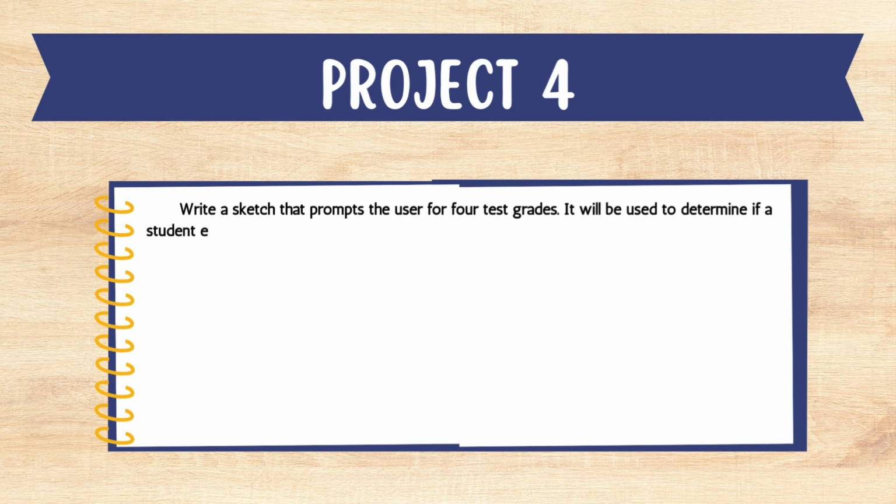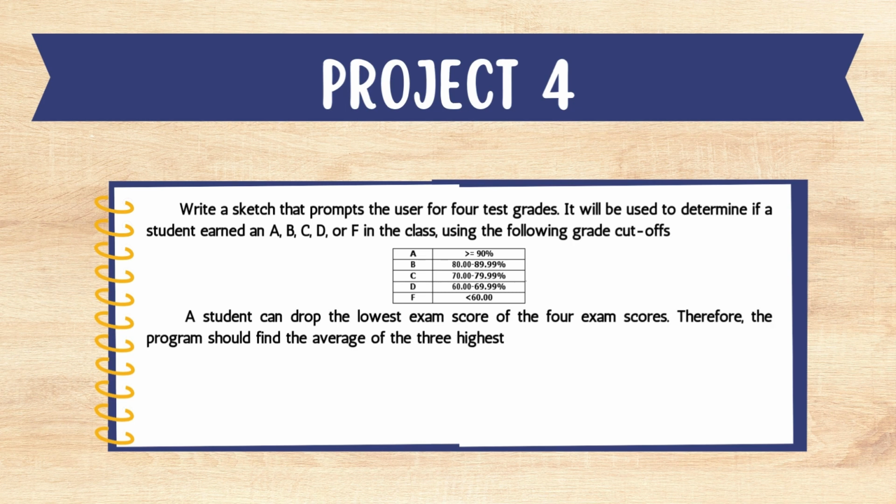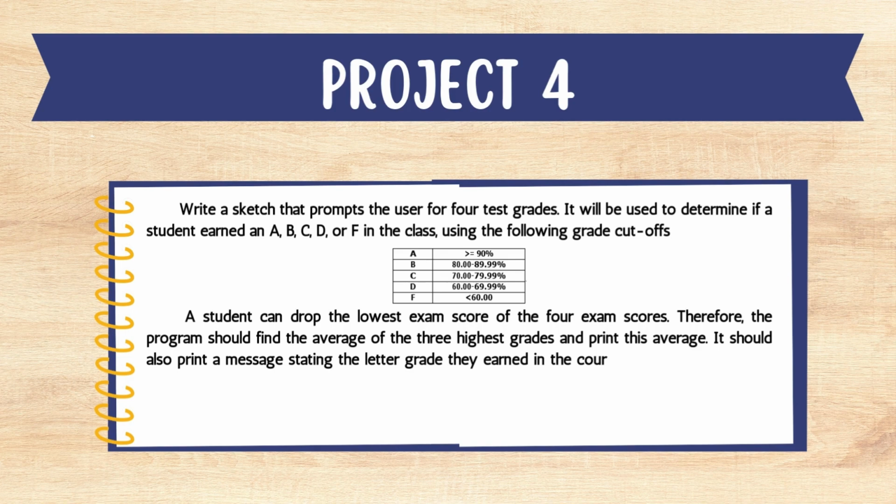Project 4. Write a sketch that prompts the user for 4 test grades. It will be used to determine if a student earned an A, B, C, D, or F in the class, using the following grade cutoffs. A student can drop the lowest exam score of the 4 exam scores. Therefore, the program should find the average of the 3 highest grades and print this average. It should also print a message stating the letter grade they earned in the course.